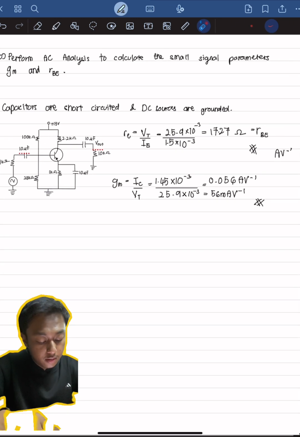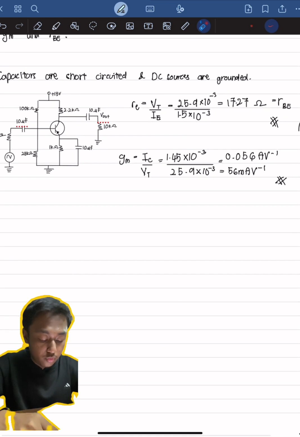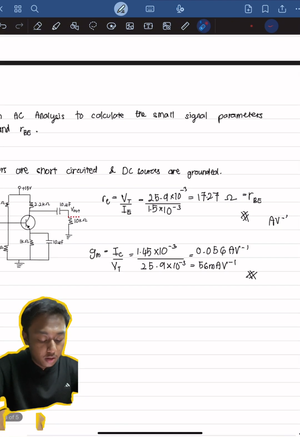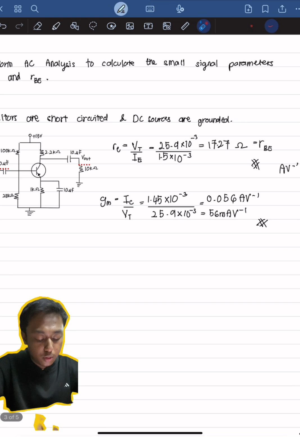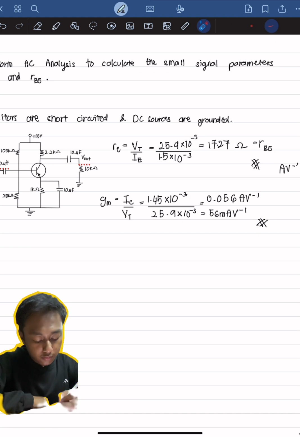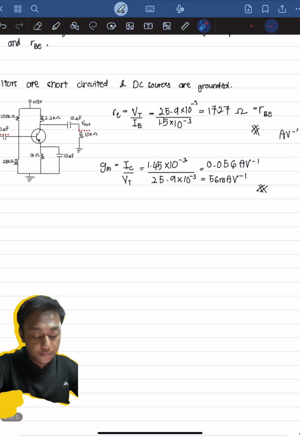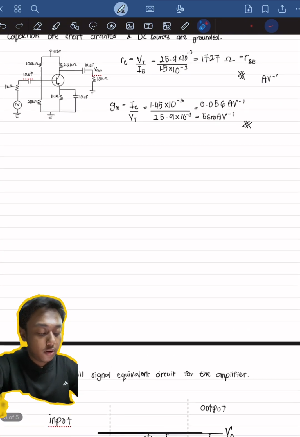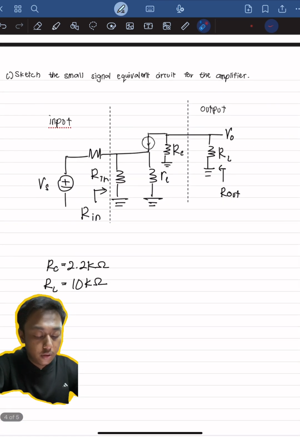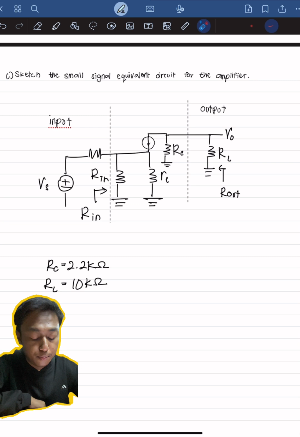Then we have to find GM, which in its formula is IC over VT. So IC, since we have calculated it earlier, is 1.45 times 10 to the power of negative 3 over 25.9 times 10 to the power of negative 3. Therefore, we got our GM value, which is 56 milliampere over volt.